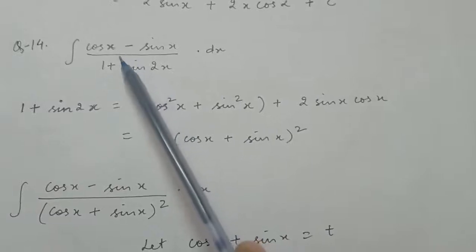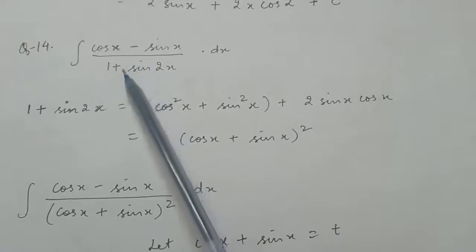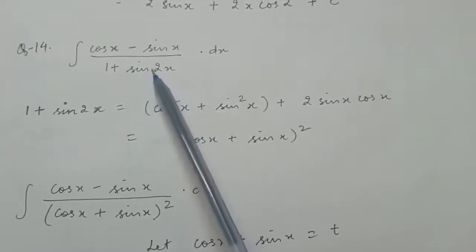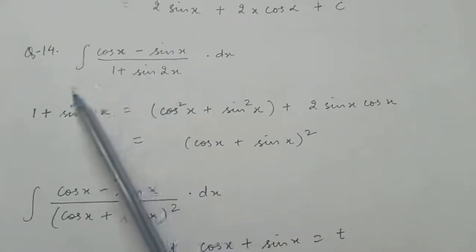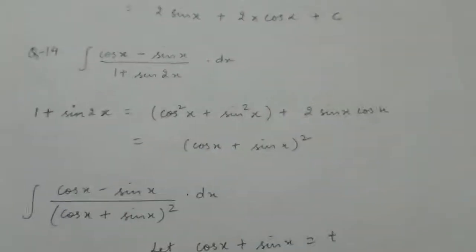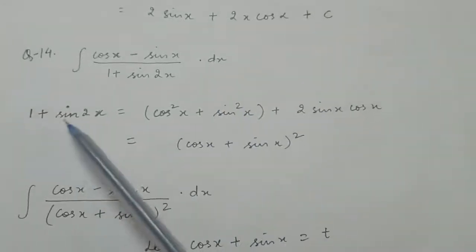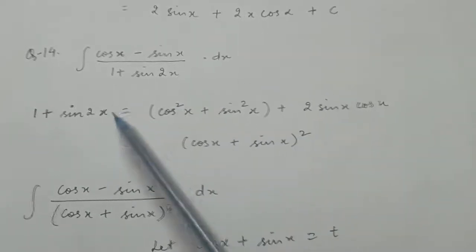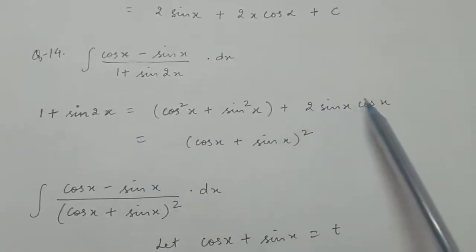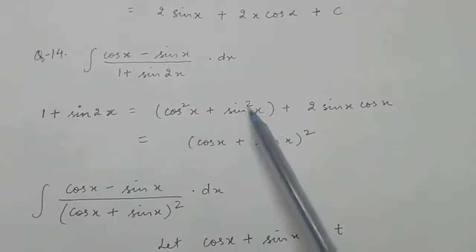Now see, in the numerator we have cos x minus sin x. So we will try to make such a term in the denominator such that the derivative of that will be equal to the numerator. So for this, 1 plus sin 2x can be written as, so cos square x plus sin square x is 1, right? And sin 2x you know is 2 sin x cos x. Because sin 2x is equal to 2 sin x into cos x, therefore we have written this one as cos square x plus sin square x.